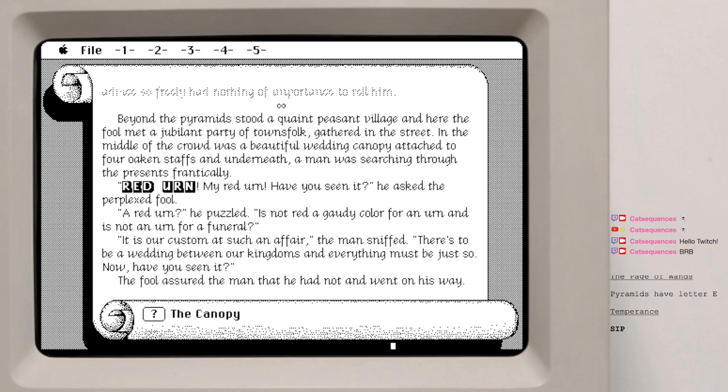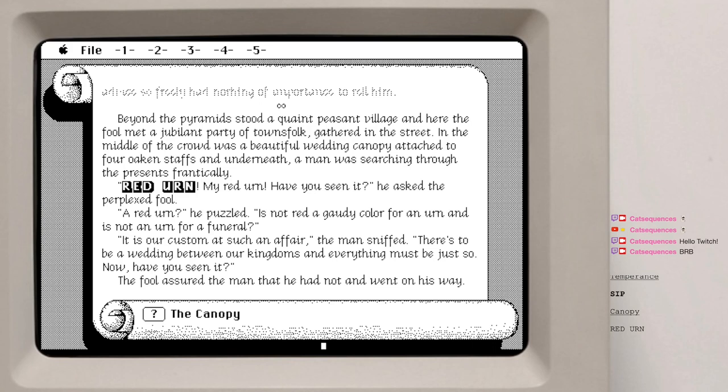Okay, and that leads into the next thing. The canopy. Not bold, please. Red. Oh, not underlined, please. There we go. I think the music is a little bit quiet, so let me bump that up a little bit. There we go. You might hear a bit more now. Red urn. Okay, so let's read this, I suppose.